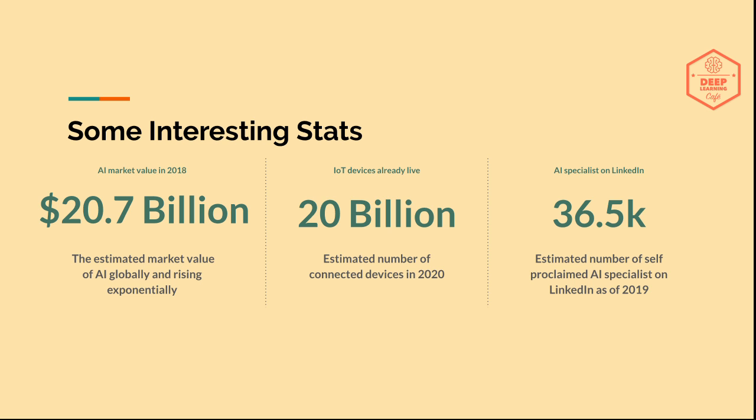And then another interesting stat that I picked up was that as of 2019, LinkedIn has about 36,000 self-proclaimed AI specialists. Now, this stat is interesting because even though they are self-proclaimed, we know that probably not all of them are specialists, but they might make up for the specialists that aren't on LinkedIn. So we can safely say that given this stat, there are roughly maybe 100,000, plus or minus a couple thousand, AI specialists on the planet.